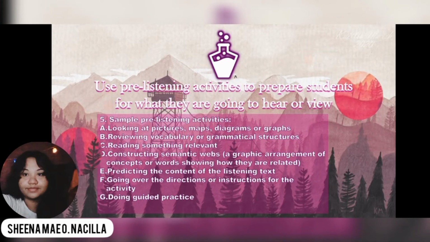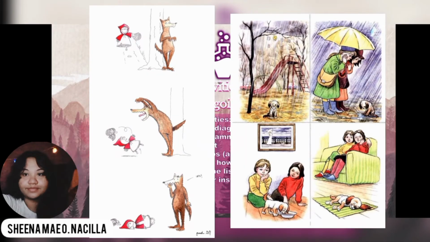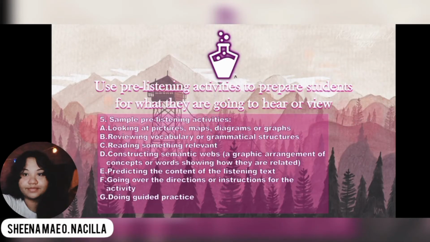So, next, predicting the content of the listening text. When you say predicting, you will ask the students to predict. You will give them an idea, and then they will predict what will happen. So, for example, a boy is walking home and he did not notice a rock.